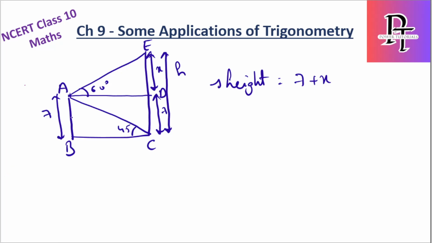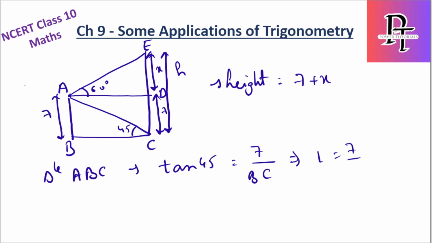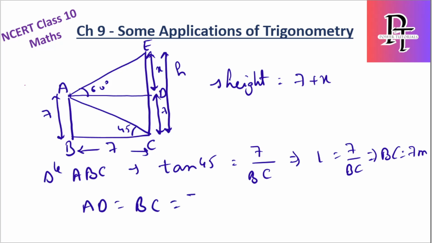If we take the small triangle first, that is triangle ABC, then if I use tan theta, that is tan 45, the opposite side is 7, that is AB by BC. Tan 45 value is 1, so 1 is equal to 7 by BC. So the BC value we can say is 7 meters. Obviously this value, that is AD, is also equal to BC, which is also 7 meters. So we also got the horizontal line which is 7.